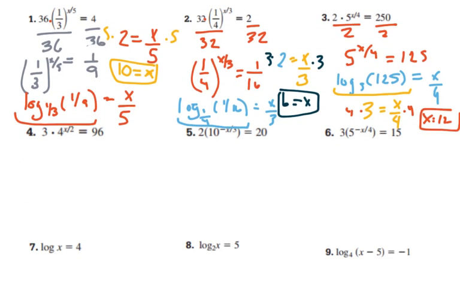Alright, so lots of fun algebra here. Okay, same steps on the next one. Divide by that multiplier so we can get our exponent all by itself. So 4 to the x over 2 equals 96 over 3.